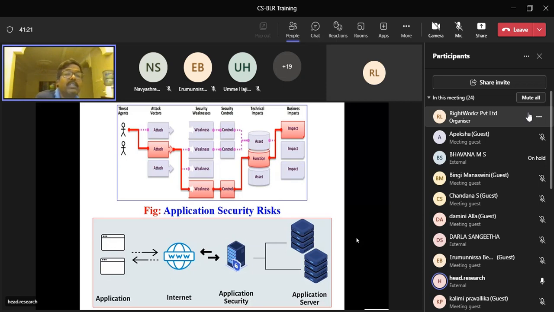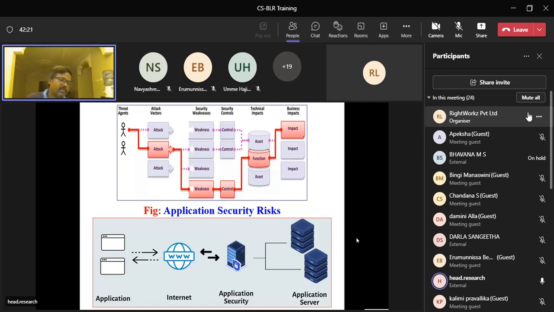If you are a user, the threat agents are attacking the attack vendors, like various organizations, through cross-site scripting; you first find security weaknesses. Where can I access, like botnets, sometimes any damaged server or any loopholes in the local area network. That is called security weakness. Then security controls, followed by technical impacts, asset function, then business impacts. In order to increase your business, suddenly with the help of the security risks, this is the way we identify application risks in any application.